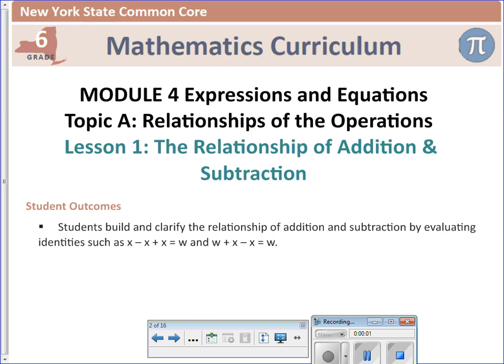Okay, today we're starting Module 4, Lesson 1. Module 4 is on expressions and equations. Now, I know Common Core has a reputation of being really difficult and really challenging. I know it's Friday, I'm kind of tired, but we can get through this.